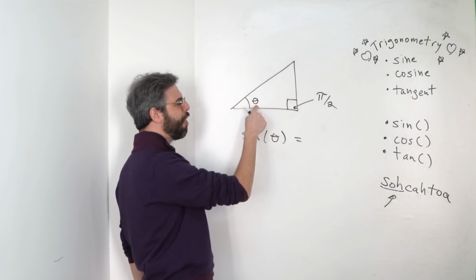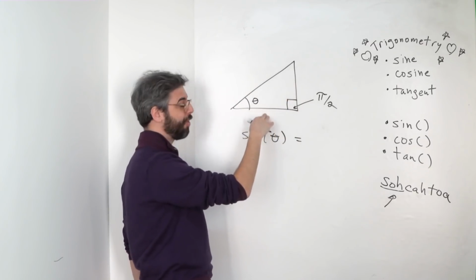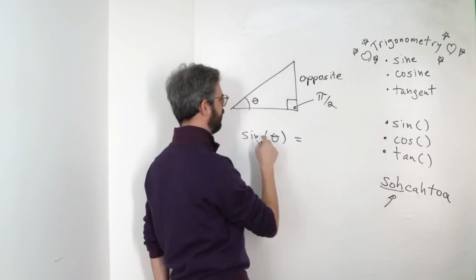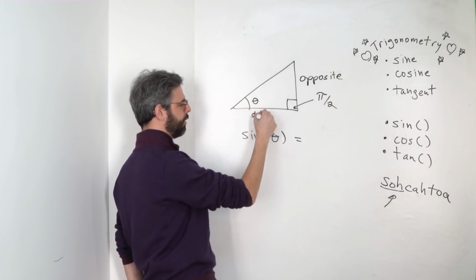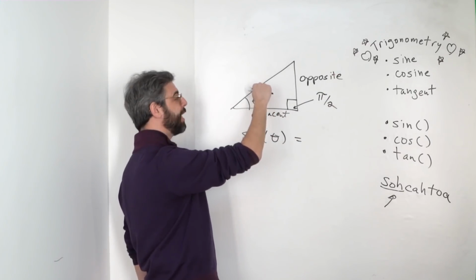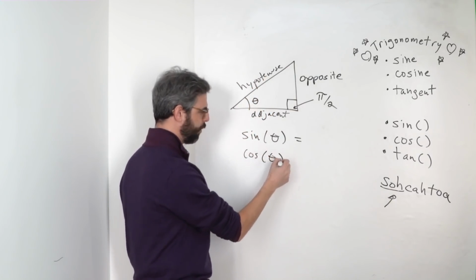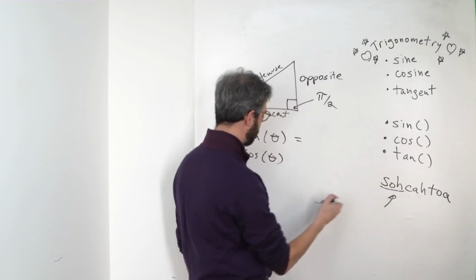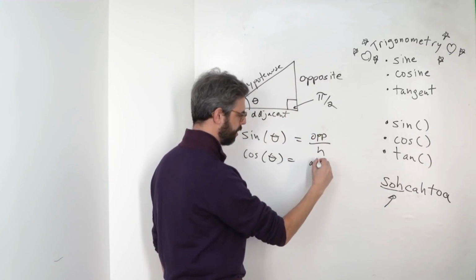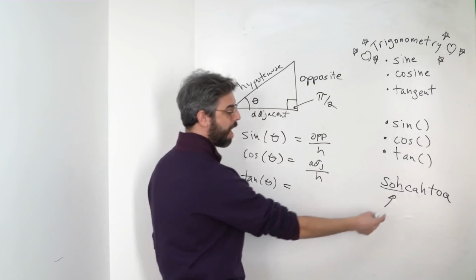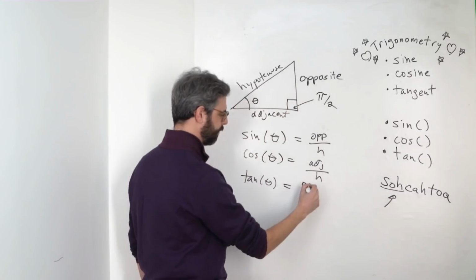So what does that mean? This is an angle. How do all the sides of the triangle relate to this angle? Well, this side is opposite. This side is adjacent. And right over here is the hypotenuse. Cosine then, we can see over here, is adjacent divided by hypotenuse. And then the last one, tangent here, is opposite divided by adjacent.